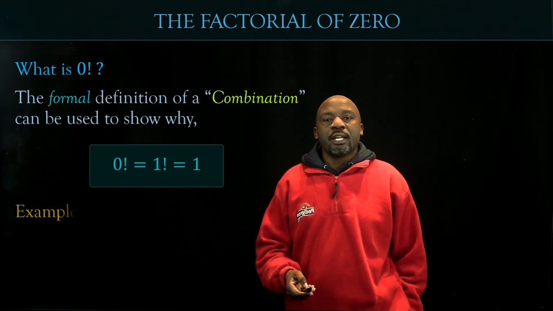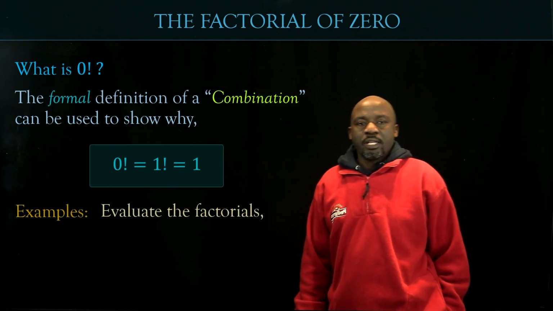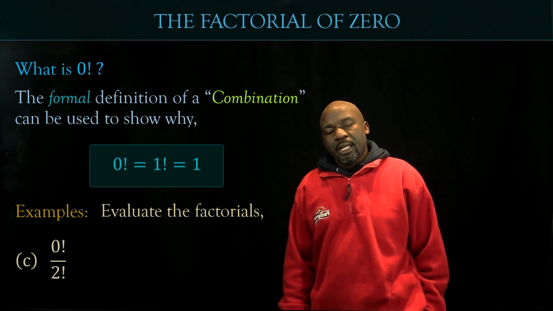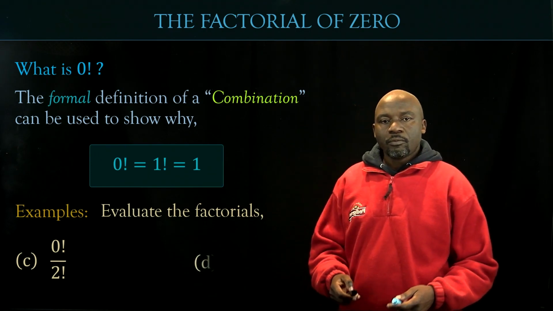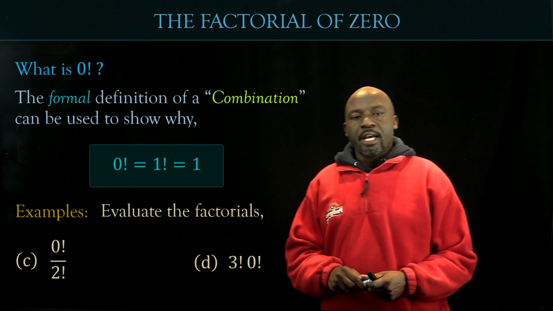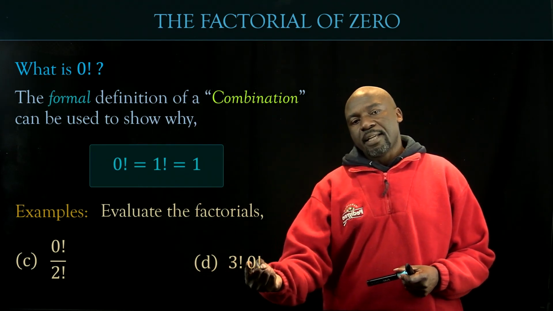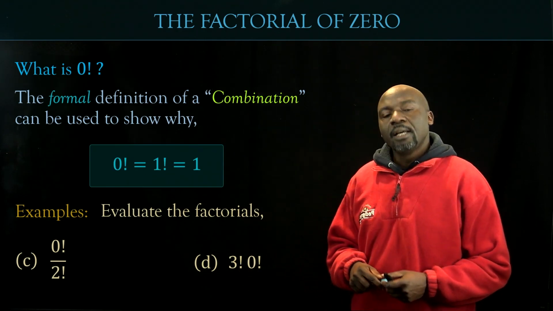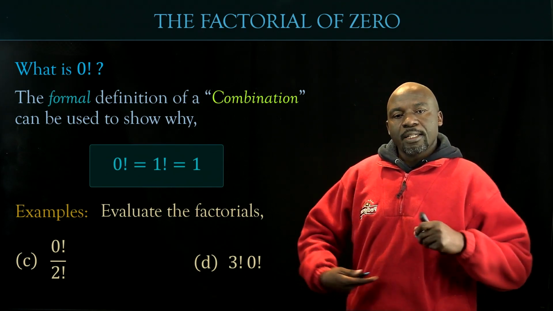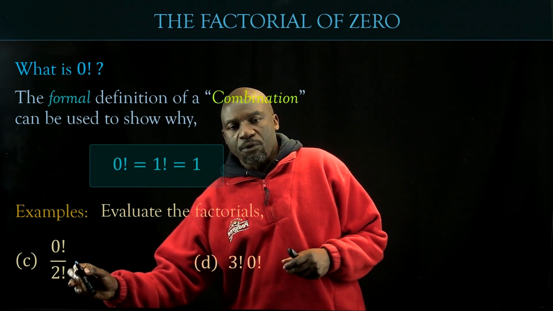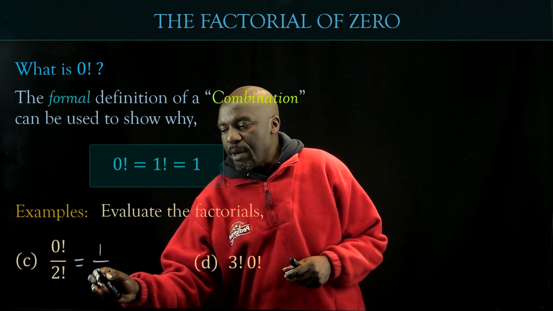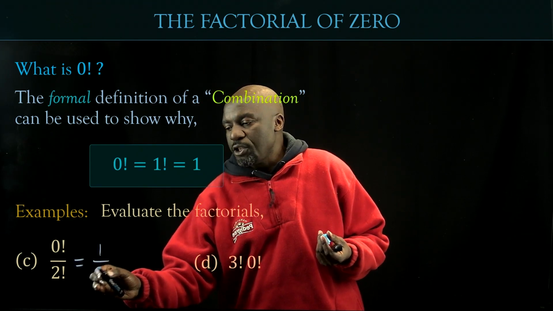Okay, and now let's move and look at some examples. Evaluate the following factorials. The first one there is 0 factorial divided by 2 factorial. Okay, and the next one there is 3 factorial multiplied by 0 factorial. So when they are side by side like that, I don't have to put a multiplication sign there. Please note that that means 3 factorial times 0 factorial. Well, 0 factorial is 1 and 2 factorial is 2 from what we've already done earlier. So this is going to be 1 divided by 1 times 2, or 2 times 1, which is just 2.